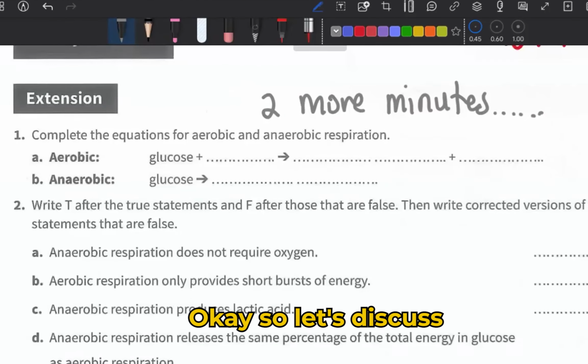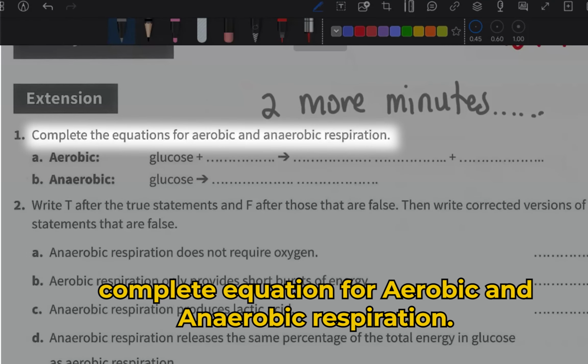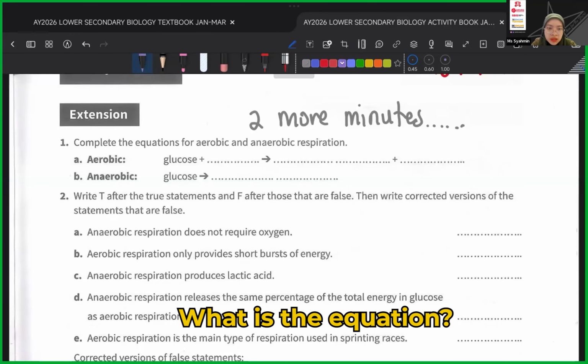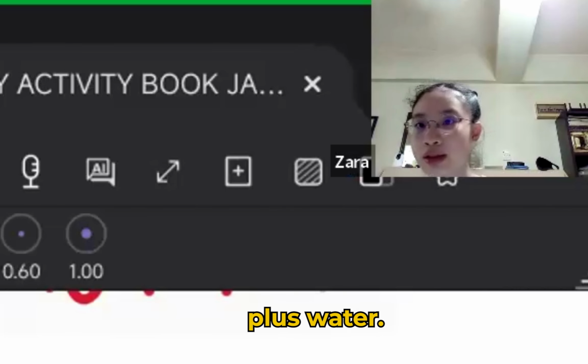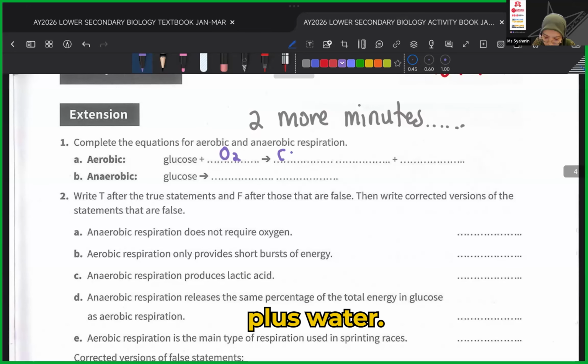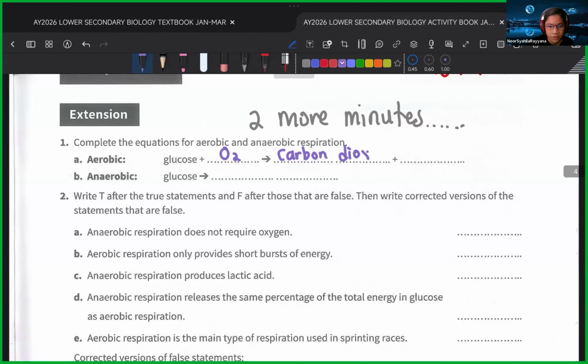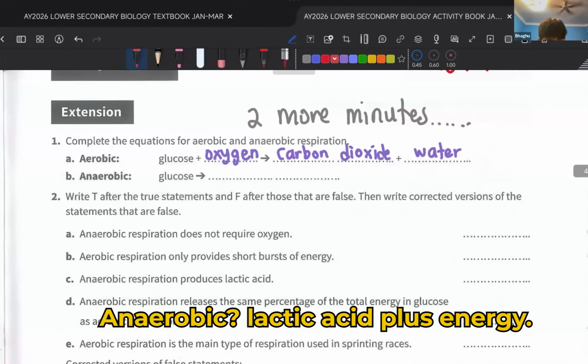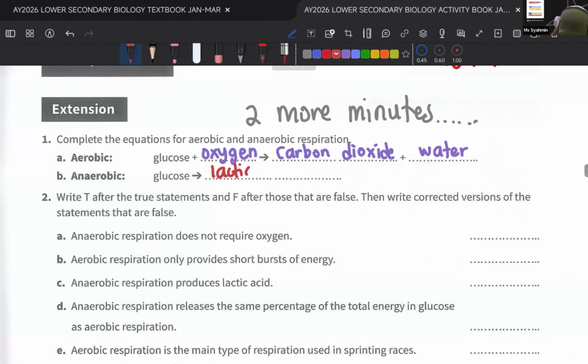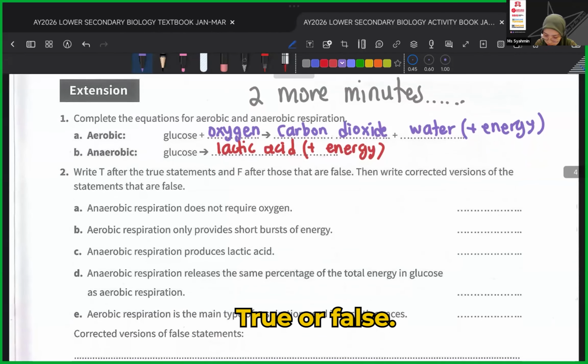Okay, so let's discuss: complete the equation for aerobic and anaerobic respiration. What is the equation, please? Glucose plus oxygen gives carbon dioxide plus water. For anaerobic: glucose gives lactic acid plus energy, right? Yeah, correct. Lactic acid.